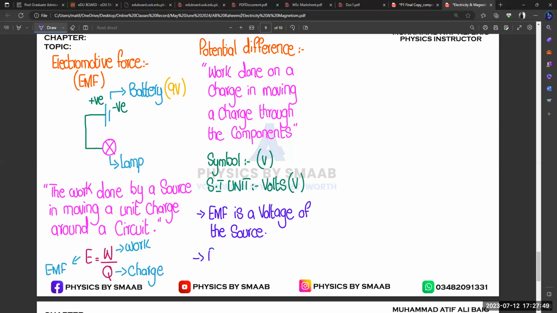And potential difference, I'm writing in short PD. Potential difference is also a voltage throughout the circuit, right?